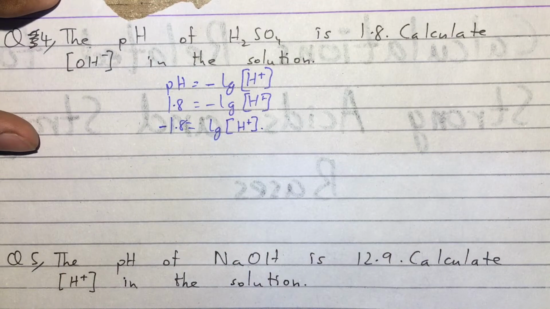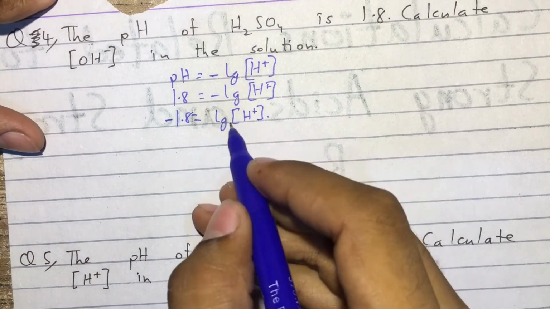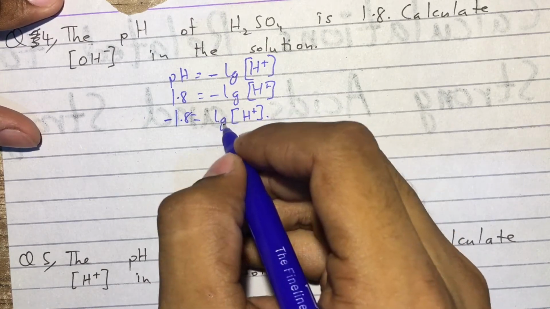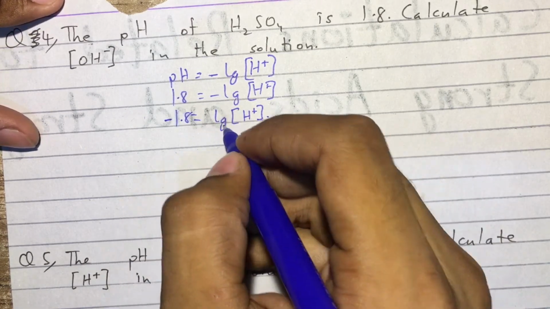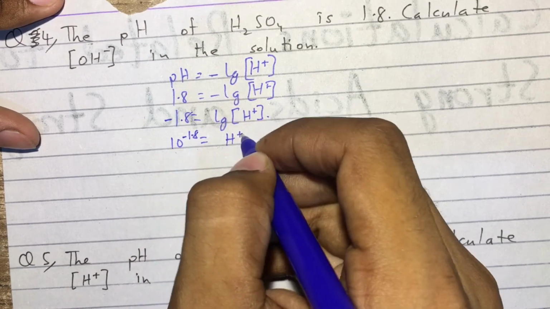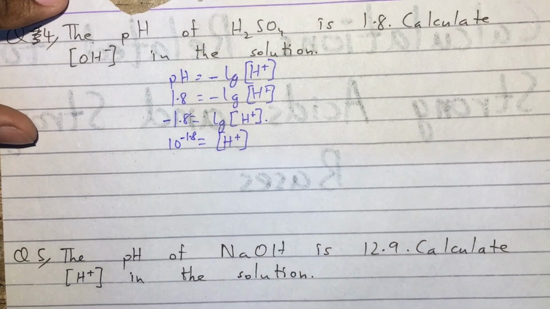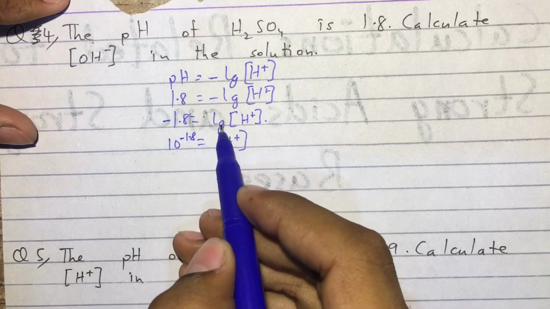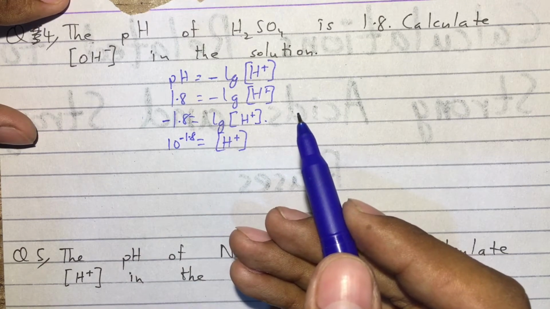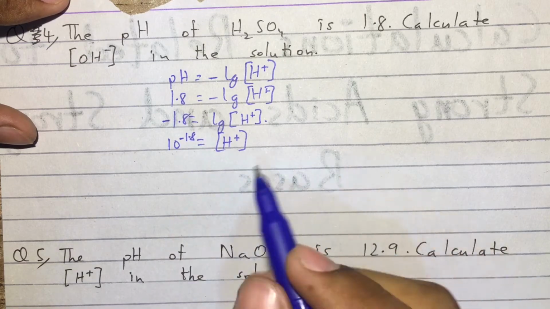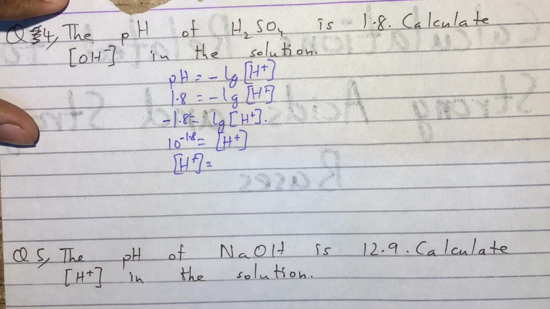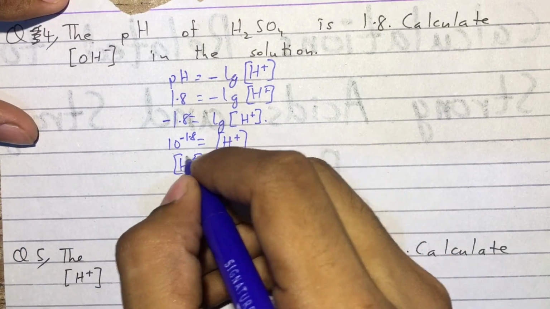Now math students will know this, but for non-math students, when we have to solve logarithms, if it's log base 10, that's lg. So basically you write this as 10 power negative 1.8 equals H plus. Right, so just learn this method. To remove the log, take the other side to the power of 10. So through this you'll get the concentration of H plus ions, which will be 10 power negative 1.8.